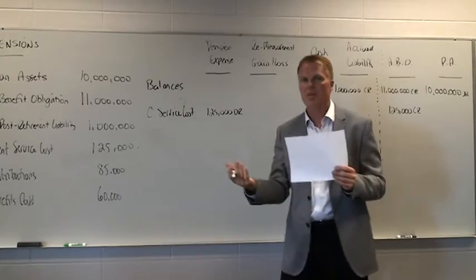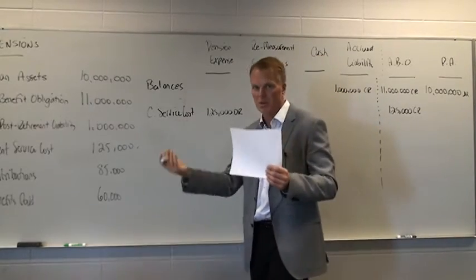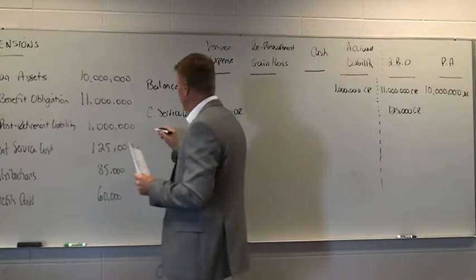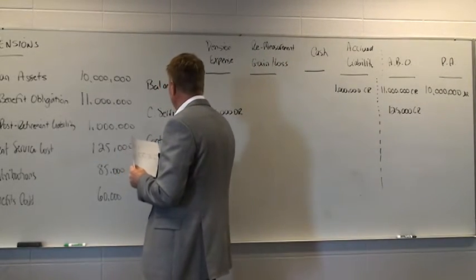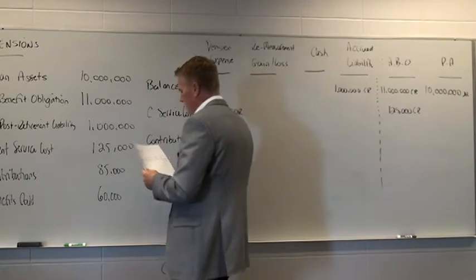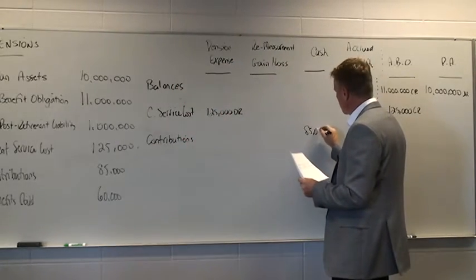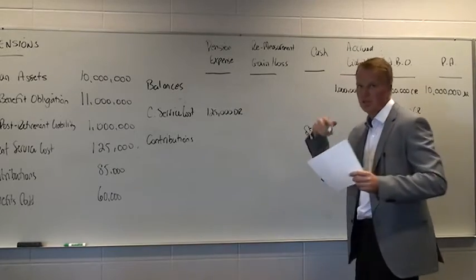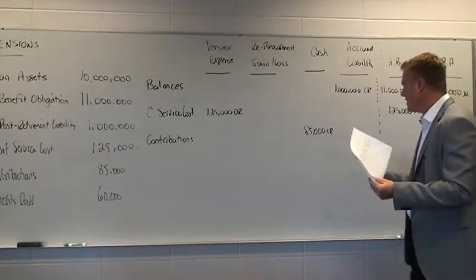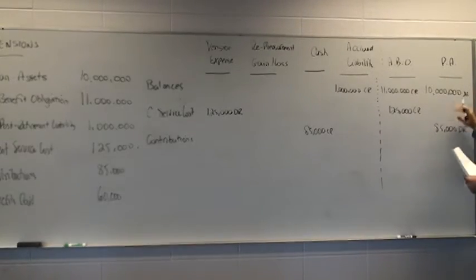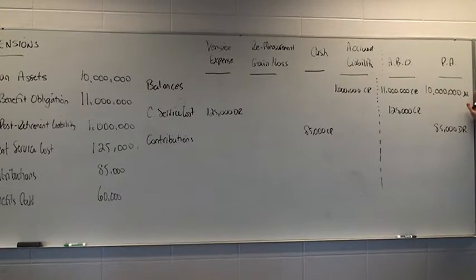Here's the next one. Contributions made. Maybe the employer made the contributions, maybe the employees made the contributions, or maybe both made the contributions. Contributions would be given to the trustee. So in this case, cash would be given out. So $85,000 credit, you're giving out cash. But in this case as well, $85,000 would then be given to the trustee, which would increase our assets.